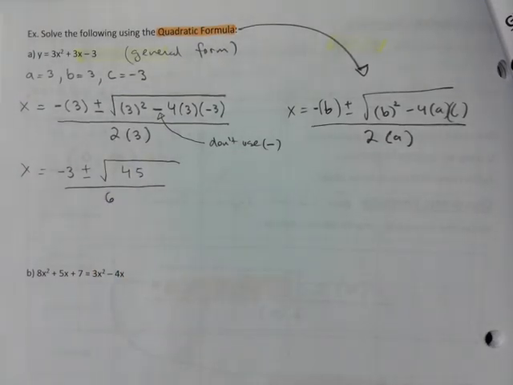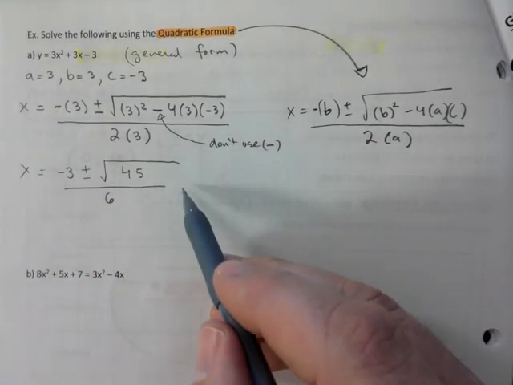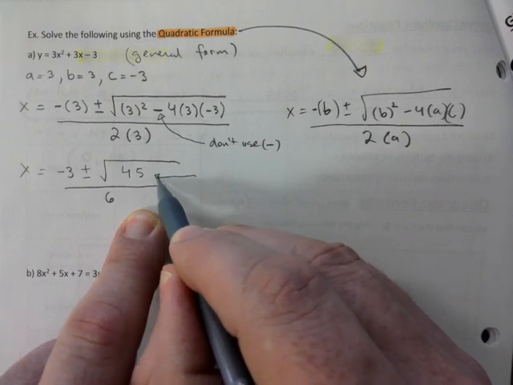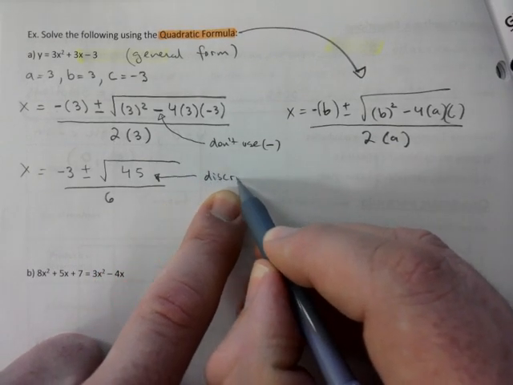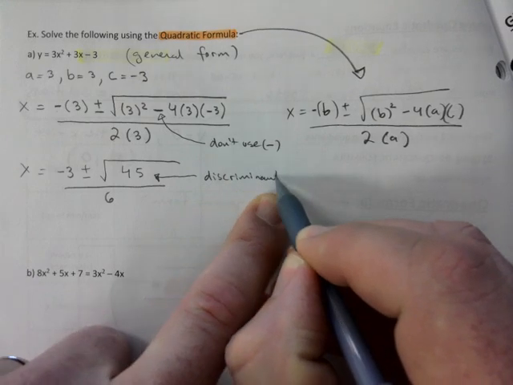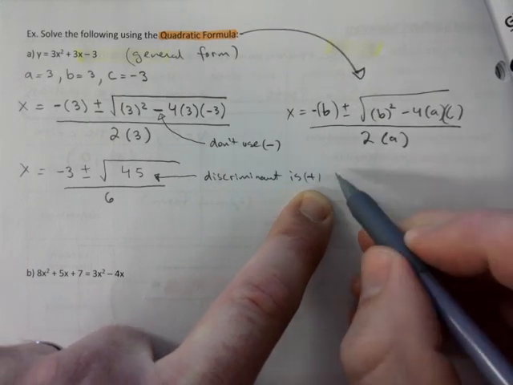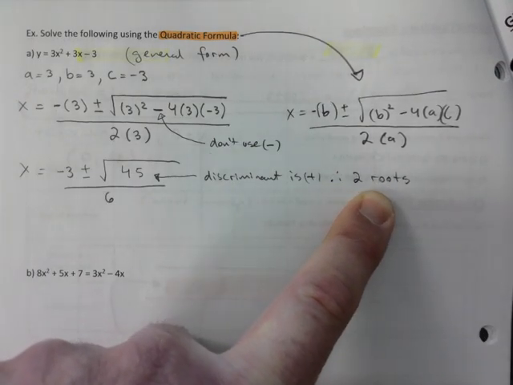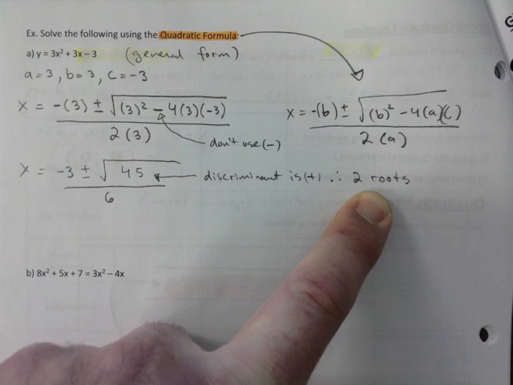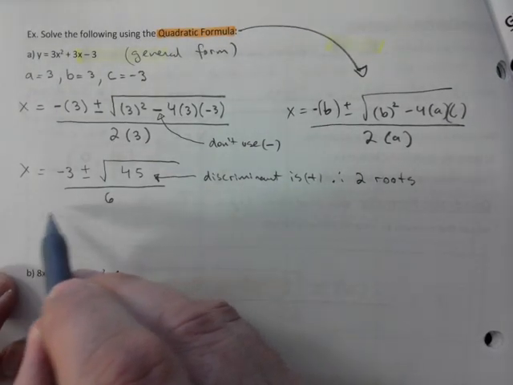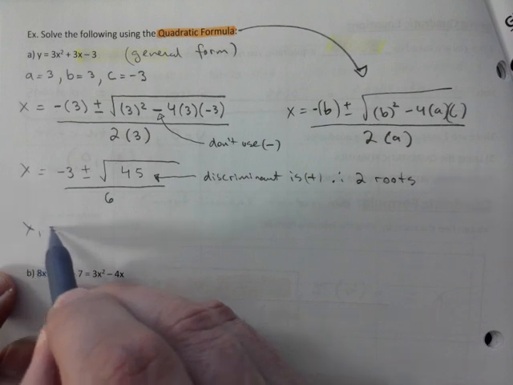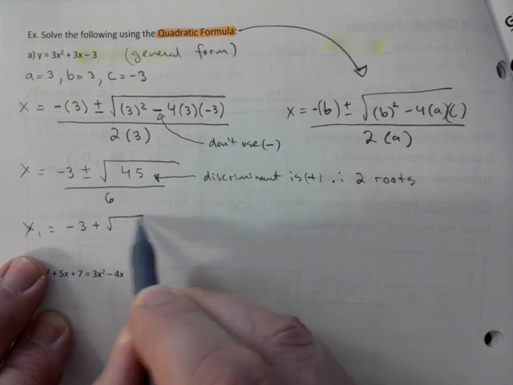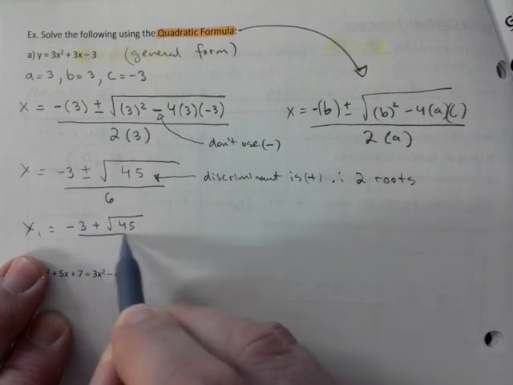Once you have it cleaned up like that, what the plus or minus is saying is that, and this is positive. Discriminant is positive. Therefore, 2 roots. We know there's going to be 2 roots because it's positive. So here it is. x1, the first x-intercept, is going to be negative 3 plus root 45 over 6.